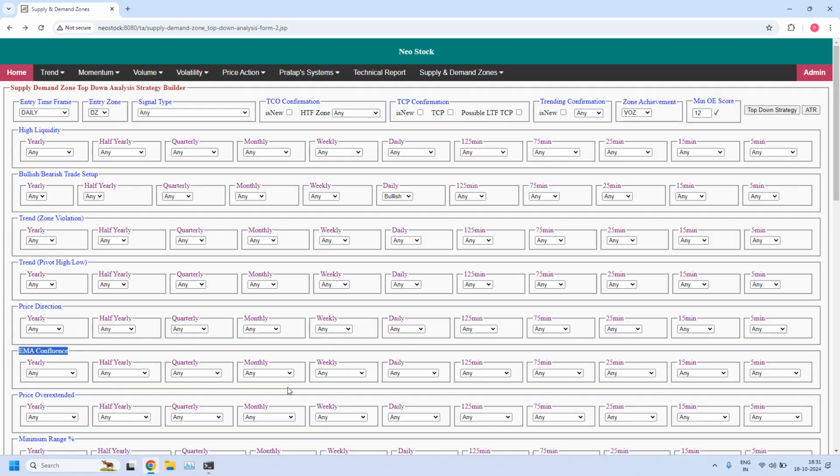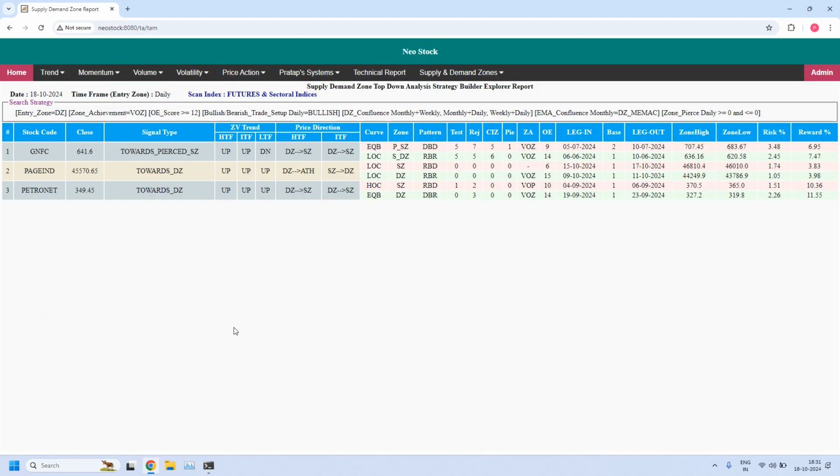So in the EMA confluence at monthly time frame, the monthly demand zone is having monthly EMA confluence. The reason is the daily and weekly zones are part of the monthly, and also the monthly trend is up. We are checking for this EMA confluence. All the 3 are having monthly EMA confluence. That means these 3 stocks are high probability setup supported stocks. Okay, this is about the bullish trade setup for monthly income trade.